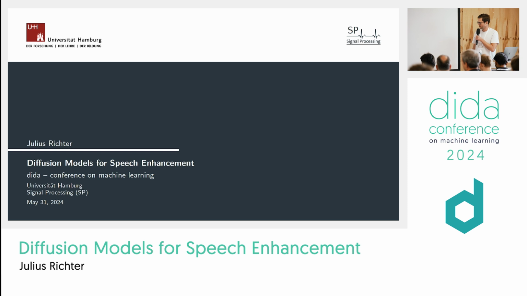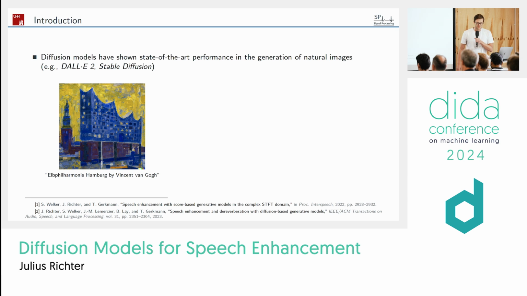I talk about diffusion models for speech enhancement, and let's get started. So you probably heard about diffusion models already, and they have shown a very good performance in the generation of natural images. You may have heard of models like DALL-E 2 or Stable Diffusion, and with them you can, for example, generate the Elbphilharmonie Hamburg as if it had been painted by Vincent van Gogh.